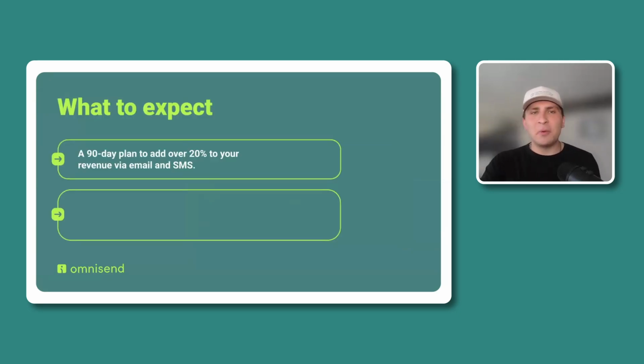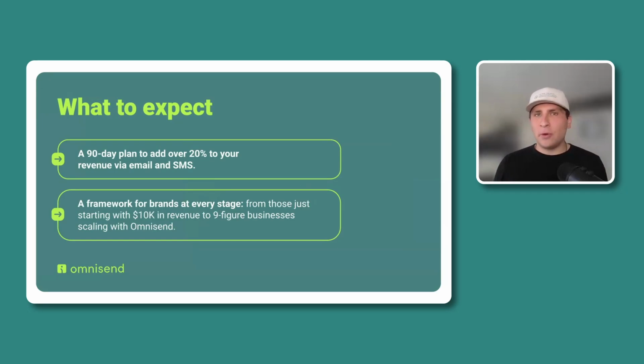So what to expect? Number one, a 90-day game plan that helps you add over 20% of your total aggregate revenue via email and SMS. We've seen brands do much better than that, but just as a baseline, I think that's a fair assumption, just off of email, if you were at zero. And then a framework for brands at every stage.